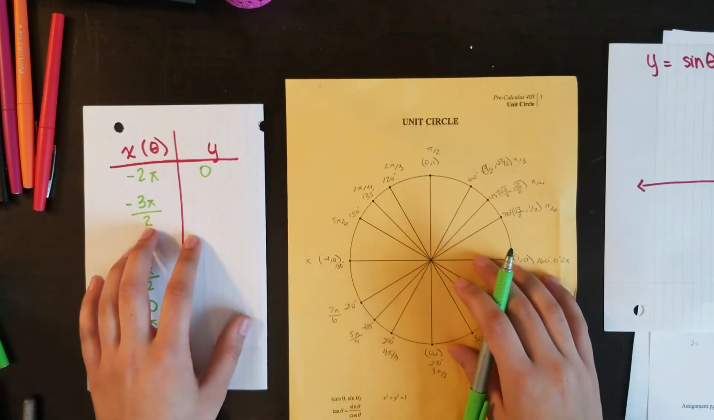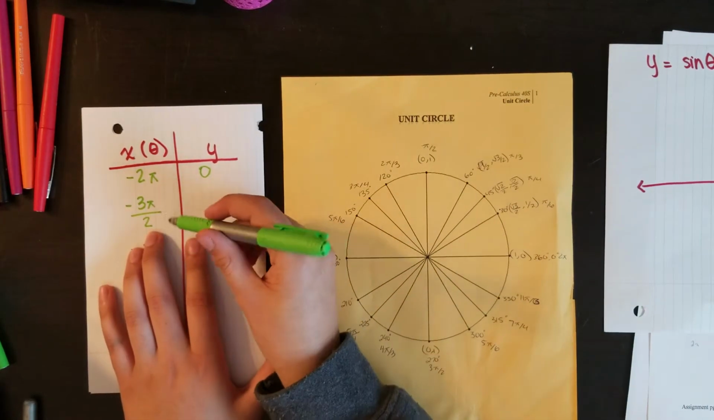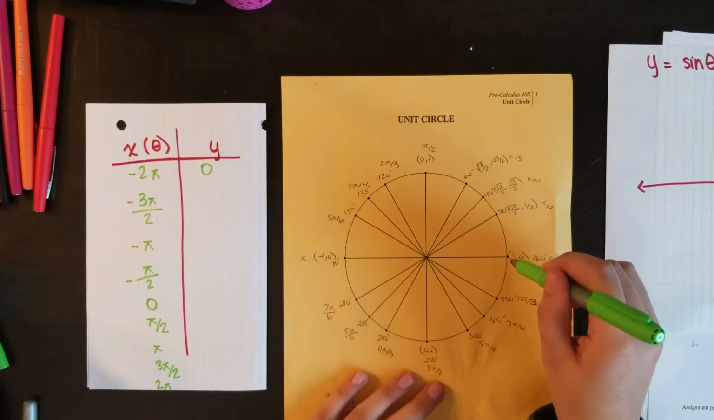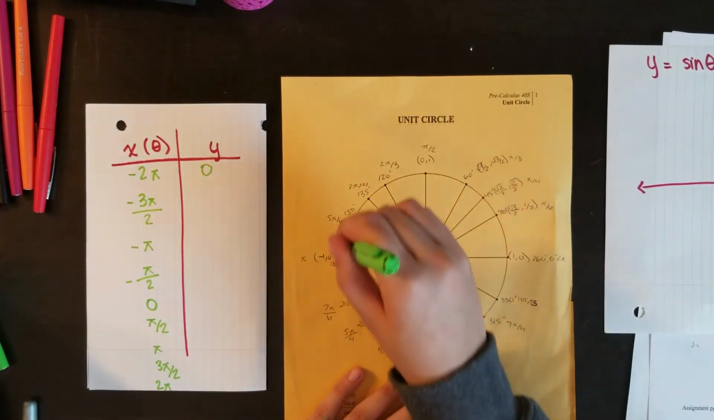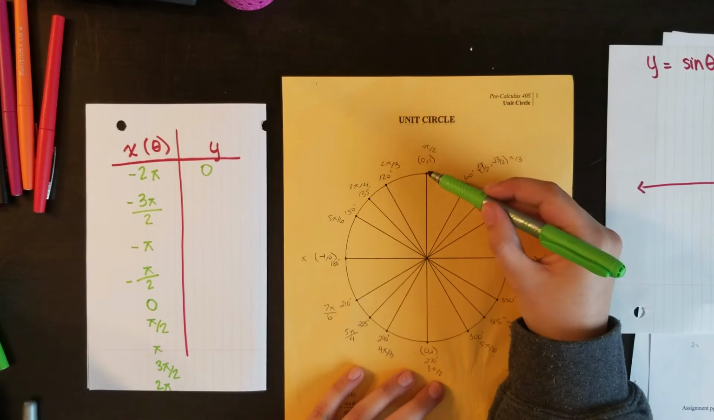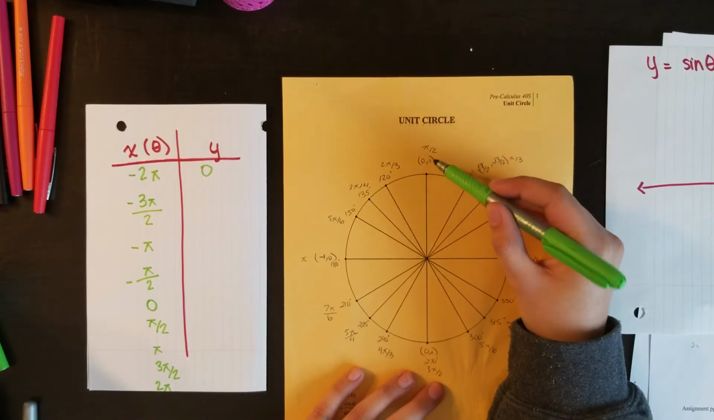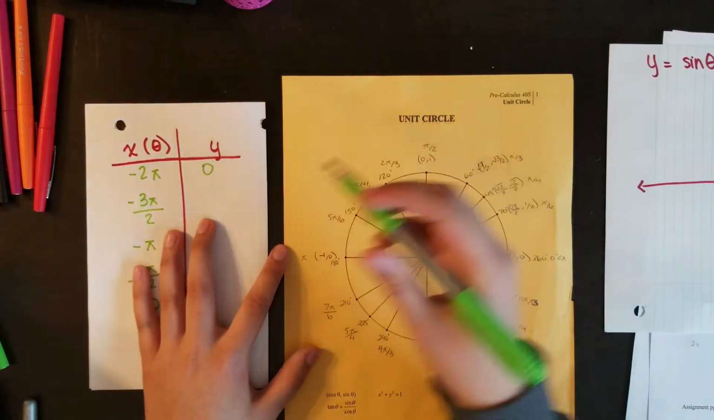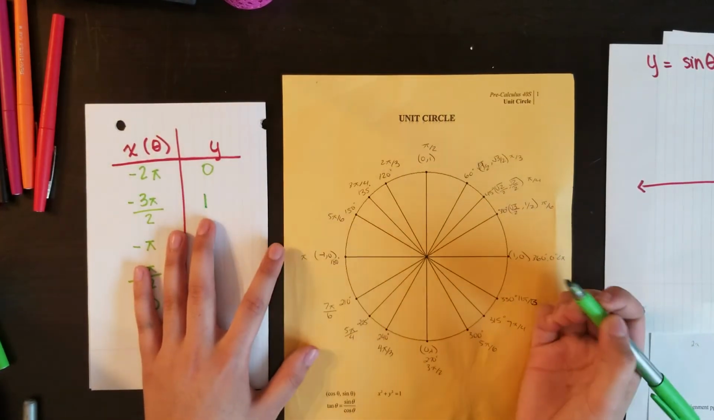What about -3 pi over 2? Well, -3 pi over 2 is 270 degrees clockwise. So I'm going from here to here. And the coordinates here are 0 and 1. And I know my second value is the sine value, which is 1. So I'm going to write at -3 pi over 2, it's 1.